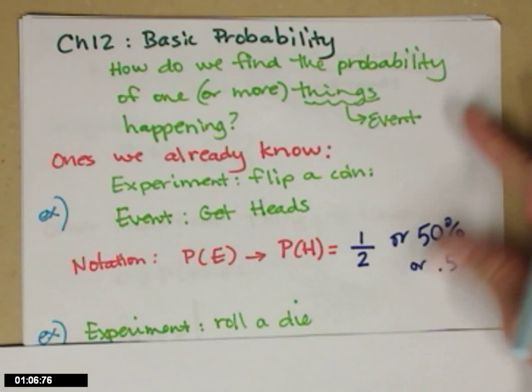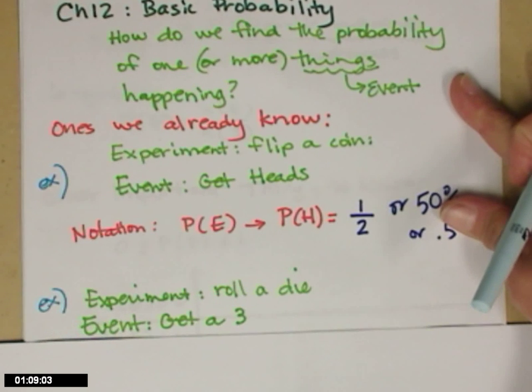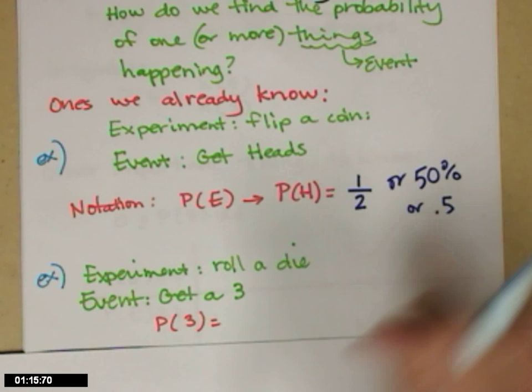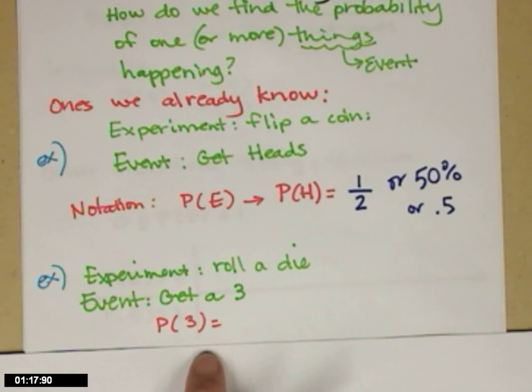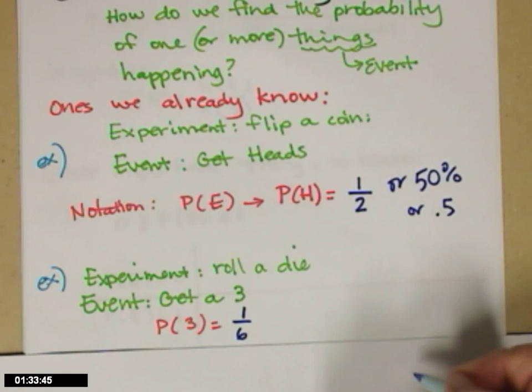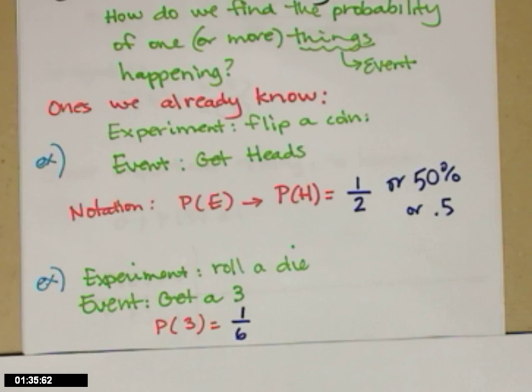Okay, let's do another one that you're going to know. Let's roll a die as the experiment, and the event that we're interested in is getting a 3. Here's our notation, the probability. Kind of looks like function notation, if you know what that means. If you don't, don't worry. P, probability, 3, the thing we're interested in, in parentheses right after it. What's the probability of getting a 3? Right, 1/6. And if you're not sure, you could write out the sample space, everything you could possibly get when you roll a die, and count how many 3s there are.